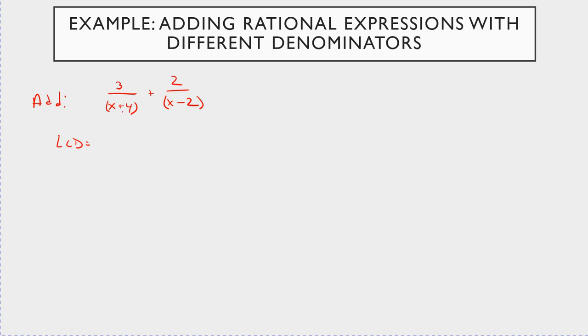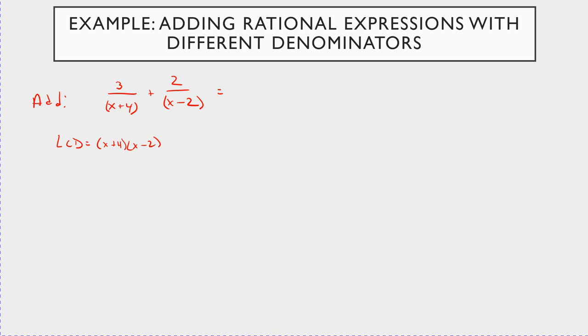No, they don't. This is x plus 4, this is x minus 2. So what I'm going to do is bring down all the unique pieces. So I'm going to bring down the x plus 4, and then I'm going to bring down the x minus 2. So this is the LCD right here. So then the next thing I'm going to have to do is put each rational expression over the LCD.